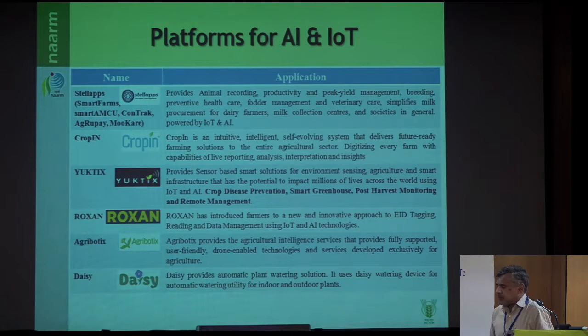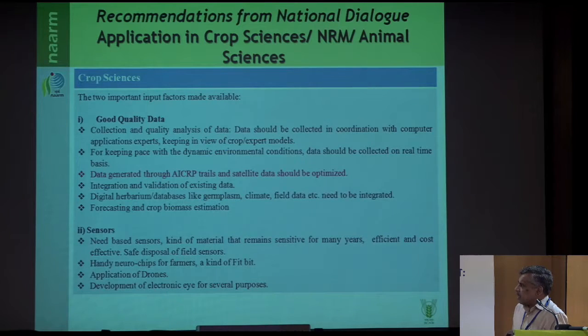Similarly, some of the platforms which are the device-based ones. These are some of the important platforms being used in our country and also in other countries, and we can see that some of them we can use. Now, some of the recommendations have come out of this workshop which we conducted during 1 to June.